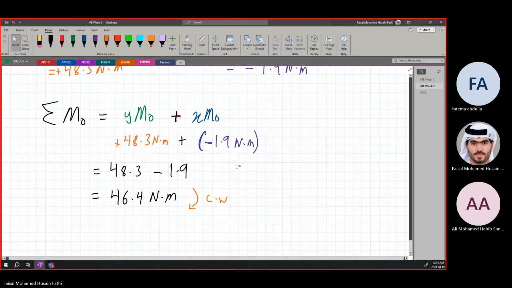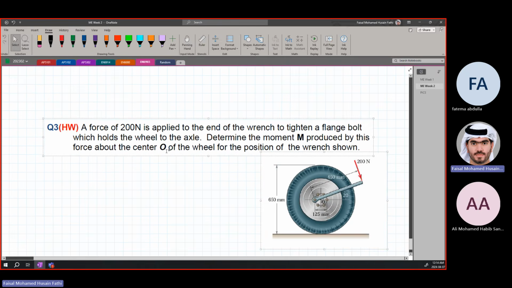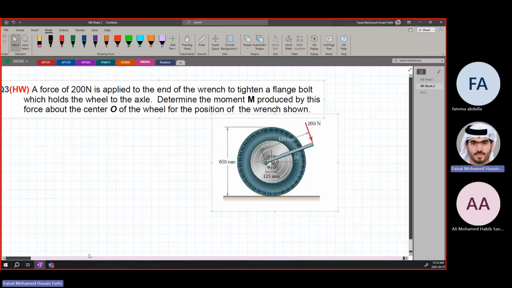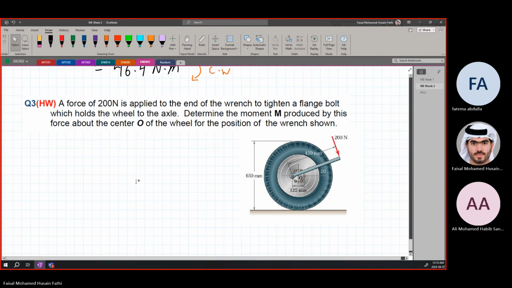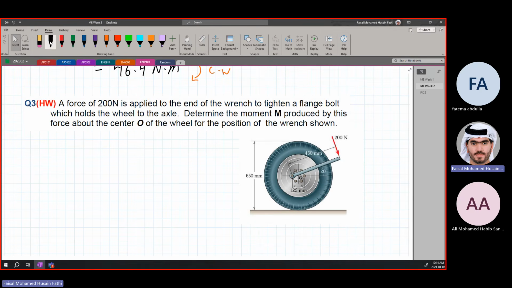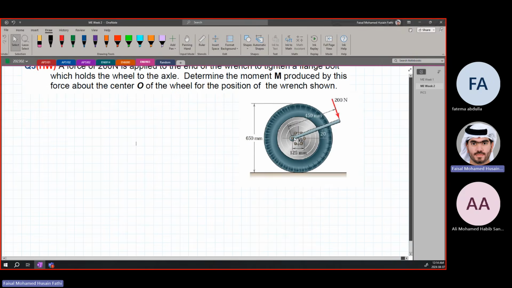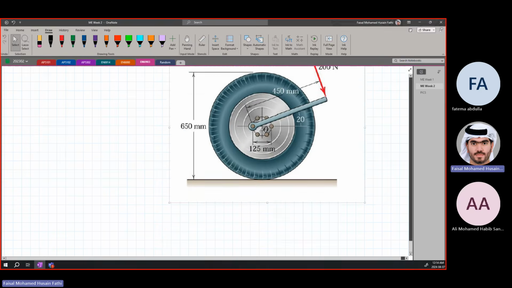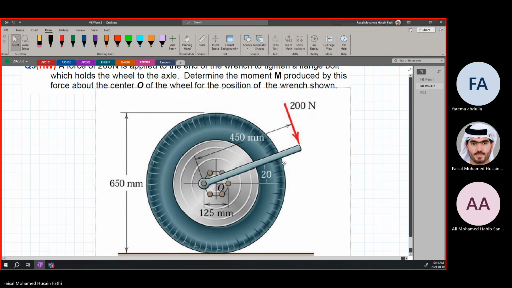Now, this one is a bit different in the way to solve it. Here, you are given a force of 200 newtons that is applied to the end of a wrench, you have a wrench, to tighten the flange bolt, which holds the wheel to the axle. Determine the moment M produced by this force about the center O. Now, let me enlarge the picture a bit for you.